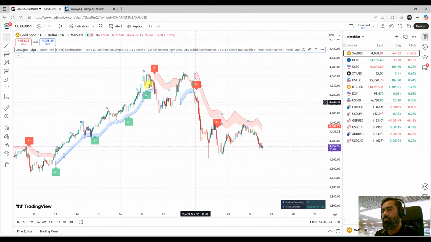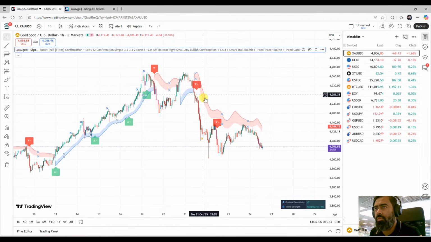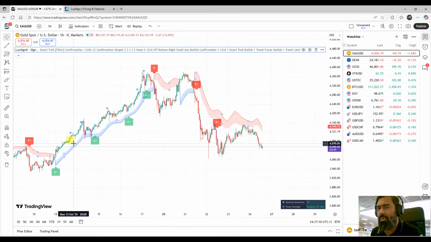Smart Trail is the one being used by default. If you put this indicator on your chart, it will always come as the default. So this is usually used by everyone, and I love using this. But yes, I'm not going with the trailing function.